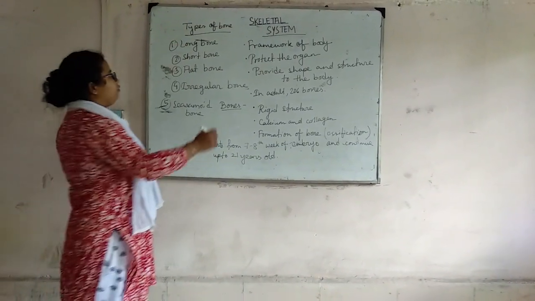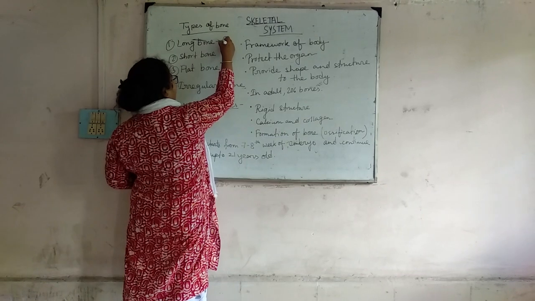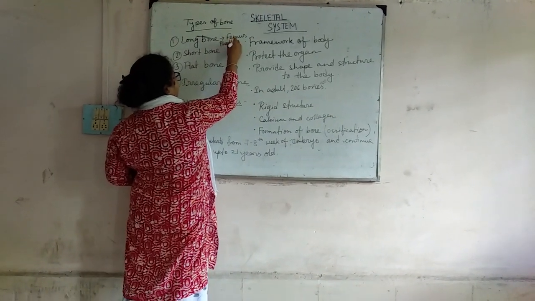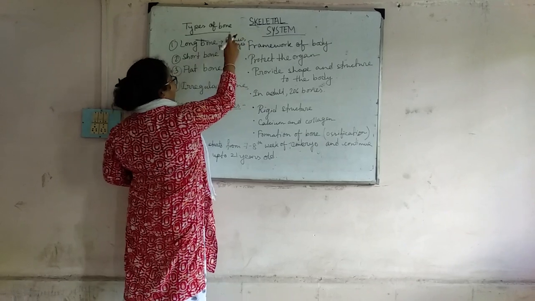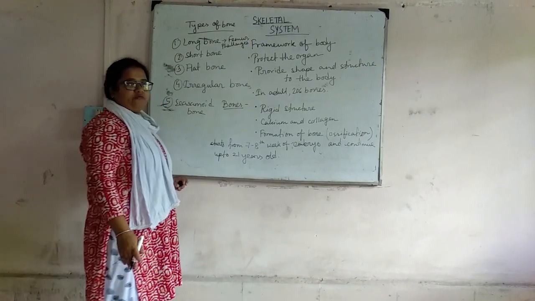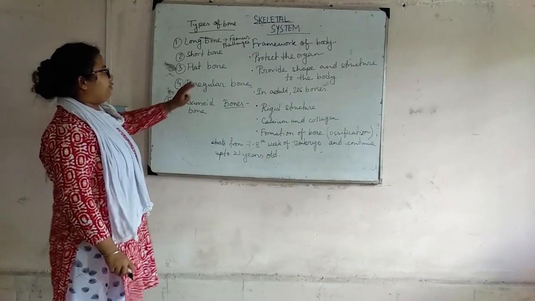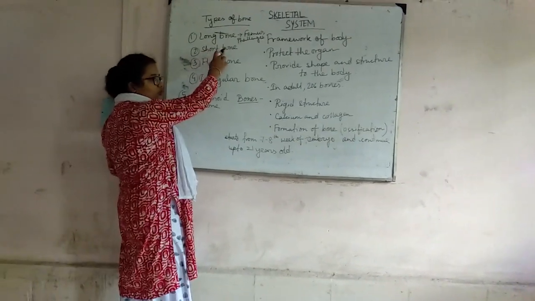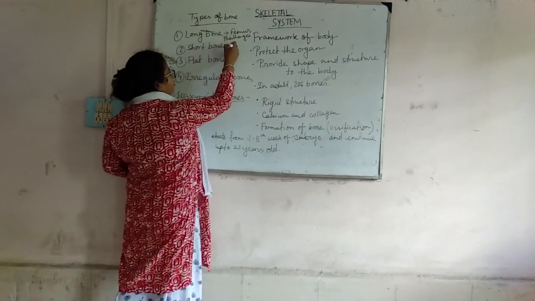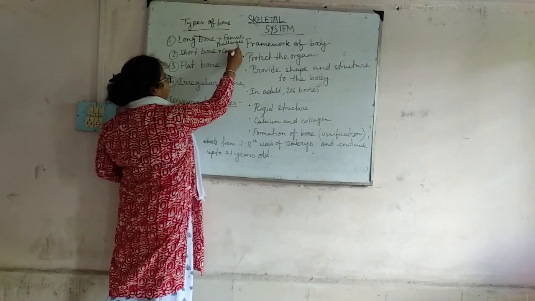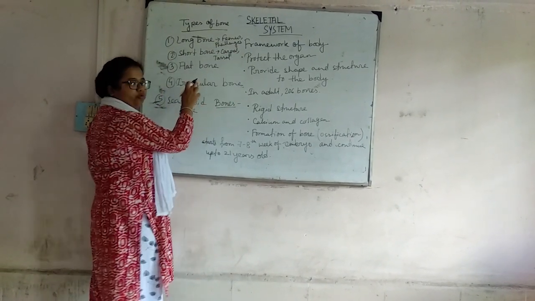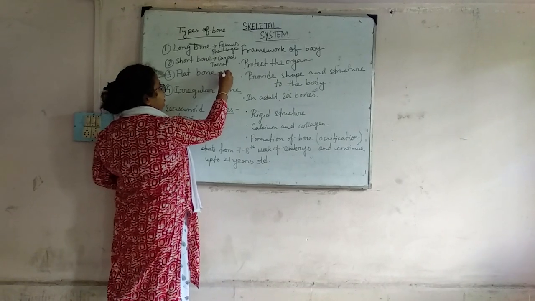The examples of long bones are femur, phalanges, etc. Femur means the bone of the leg and phalanges means the bones of the fingers. Next, short bone. The examples of short bones are carpals, tarsals, etc. Next, flat bone. The example of flat bone is the sternum.